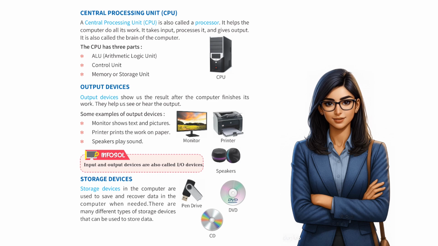Output devices. Output devices show us the result after the computer finishes its work. They help us see or hear the output. Some examples of output devices: monitor shows text and pictures. Printer prints the work on paper. Input and output devices are also called I/O devices.